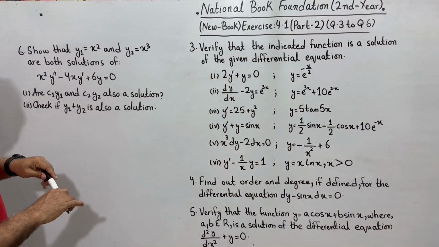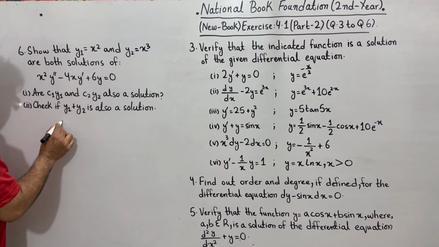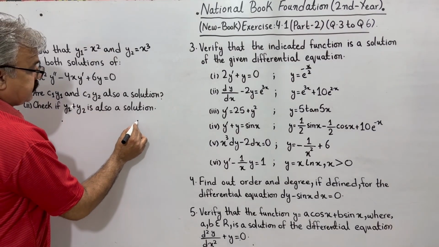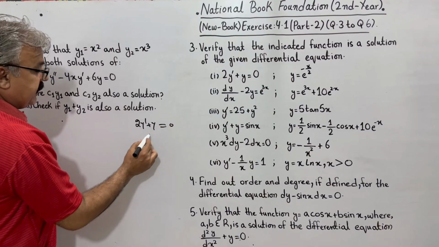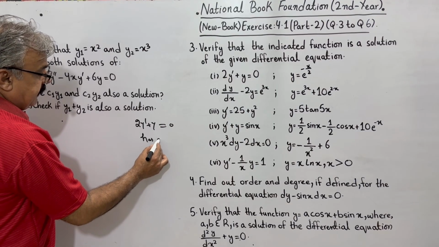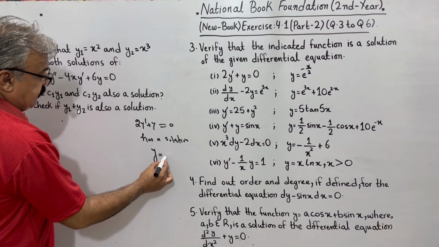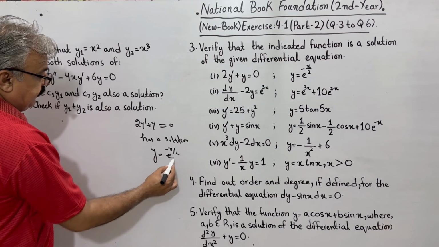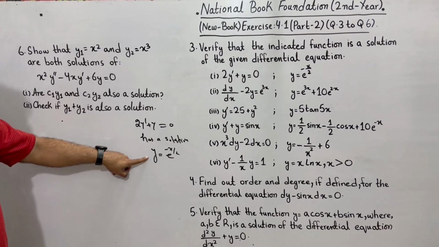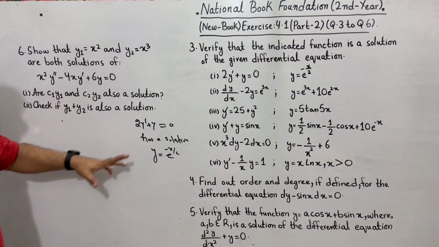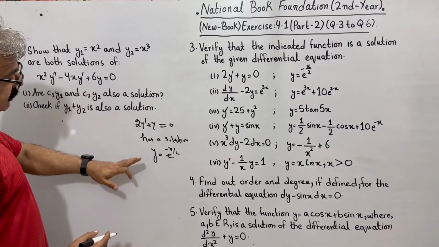Question number 3, part number 1. We are asked: 2y' + y = 0 has a solution function y = e^(-x/2). If we inspect the situation, we need the first derivative of the function and put it here to verify that if both sides are equal, then it is a solution, otherwise not.